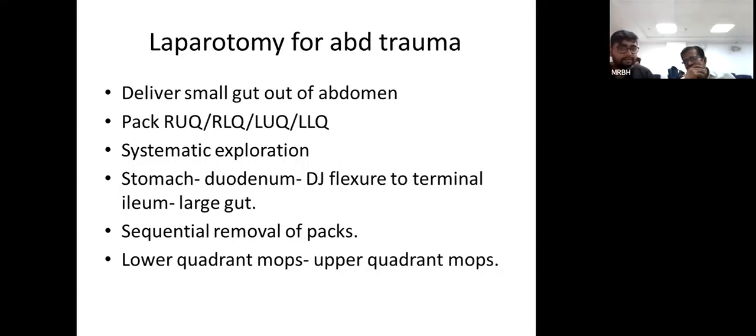Then we have to deliver the gut out of the abdomen and start with four-quadrant packing, sequentially starting with the right upper quadrant and ending with the left lower quadrant. So you have put 4 packs: right upper, right lower, left upper, left lower. Thereafter, the small gut is out. How do you start exploring now?